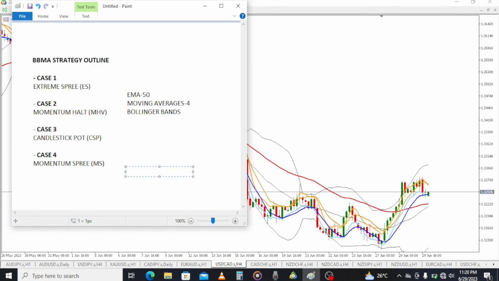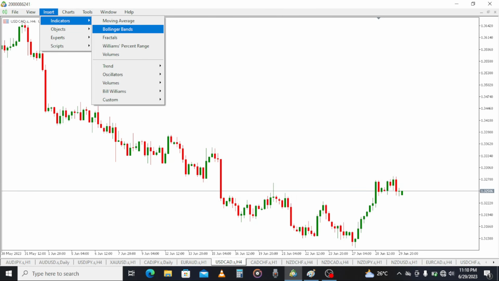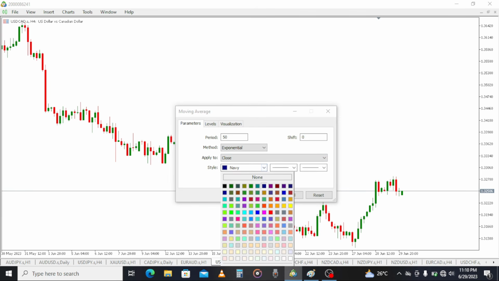So it's time to set up our indicators. We go to insert indicators and we are going to add a moving average. On the first settings, please jot this down. We need the 50 exponential moving average. We set our apply to close and you can choose your preferable color.